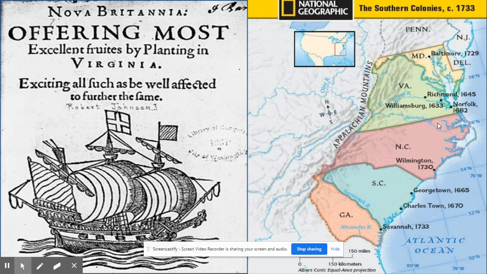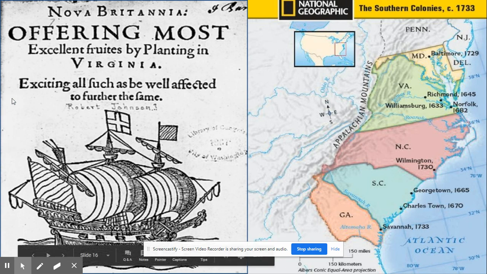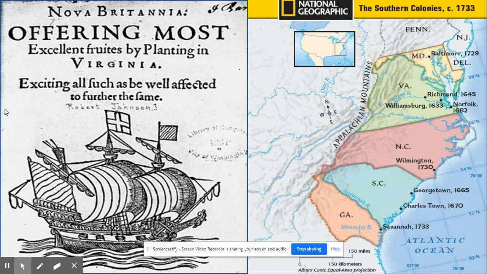If you're looking at this little poster here, it says offering most excellent fruits by planting in Virginia, exciting all such as be well affected to further the fame. Now, if you've seen this poster, this is like an ad.